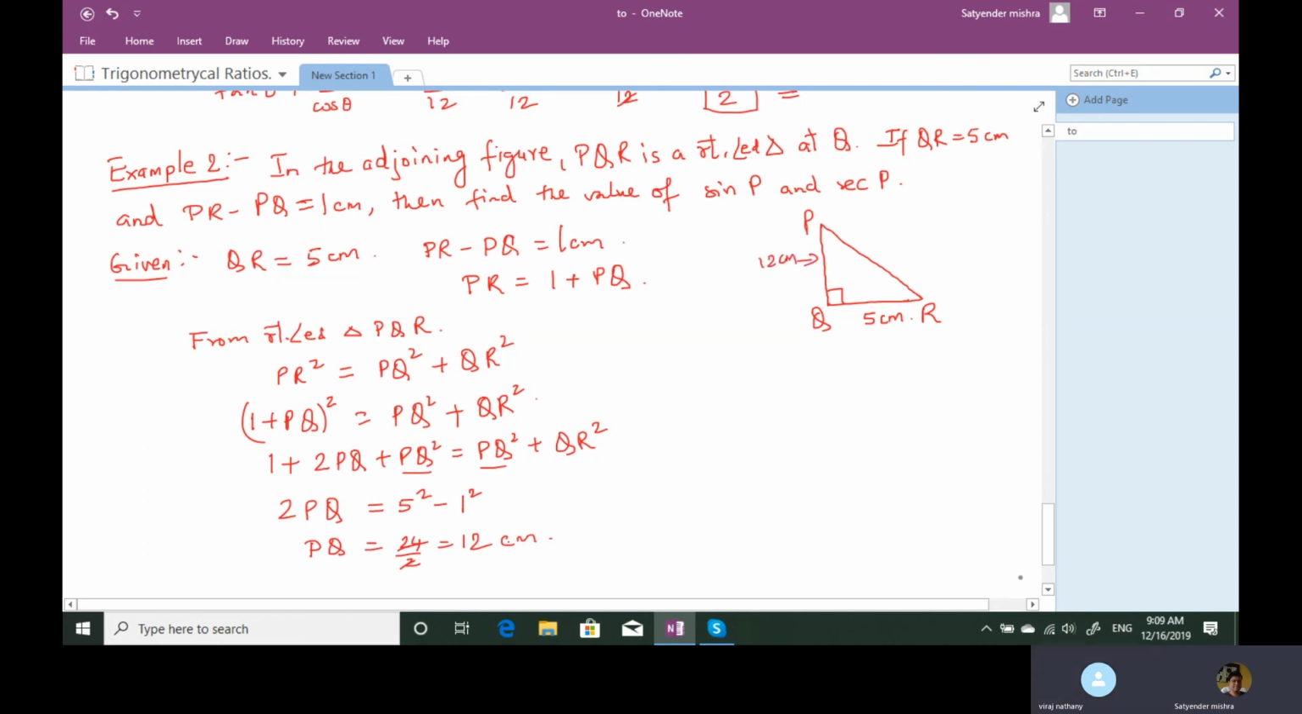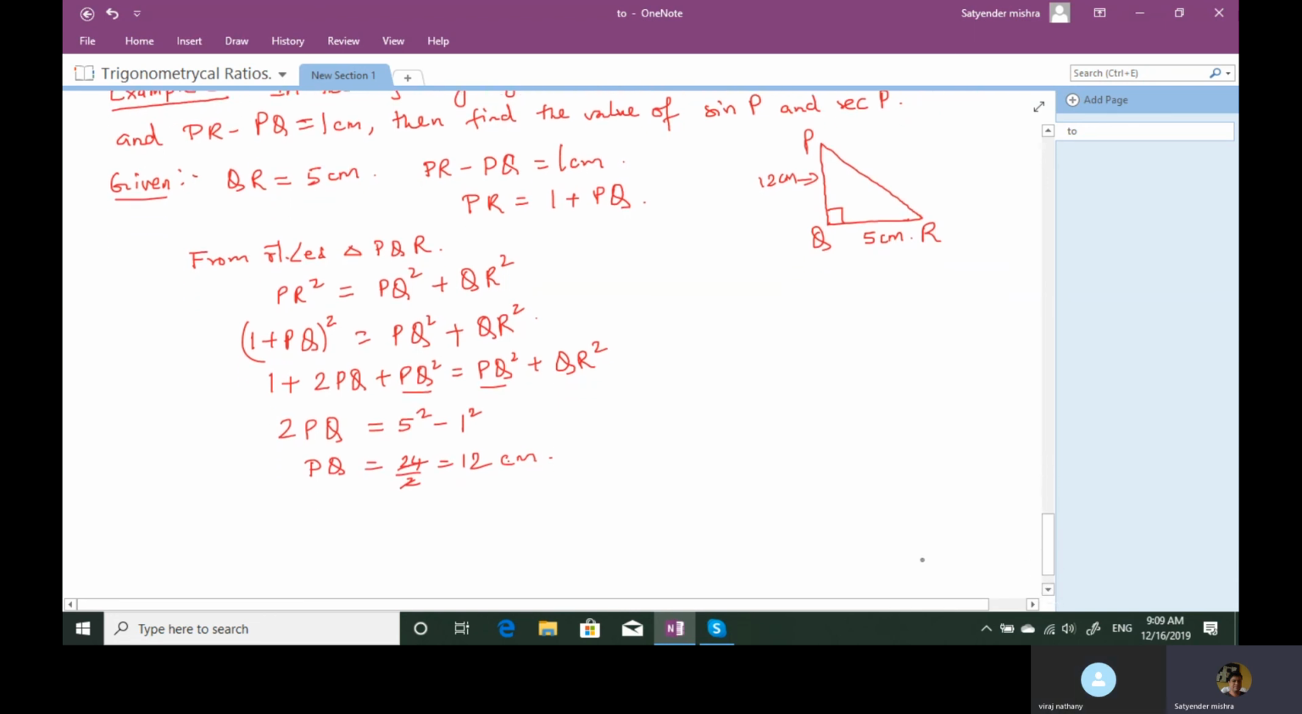And next, what is the value of PR? PR is equal to 1 plus PQ, which is equal to 1 plus 12, which is equal to 13 centimeter. So we got this one also, 13 centimeter. Right. Now we need to find out sine P.